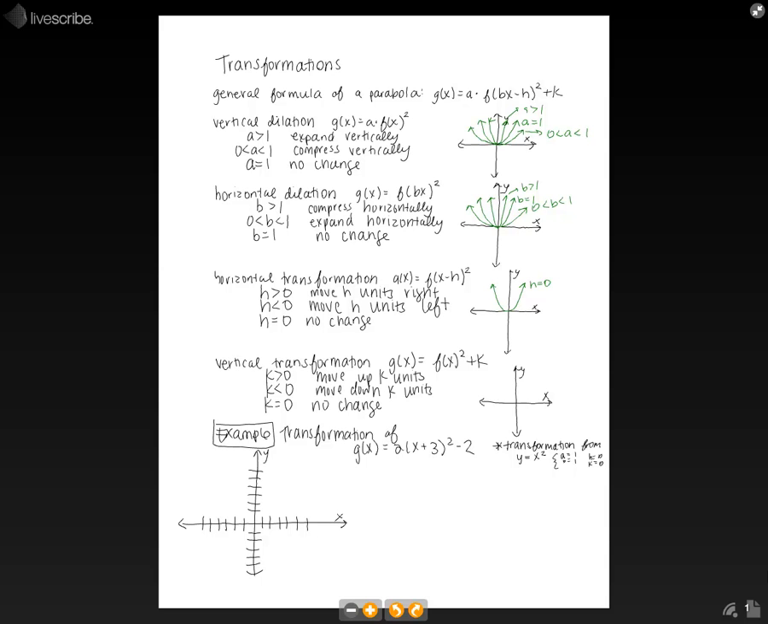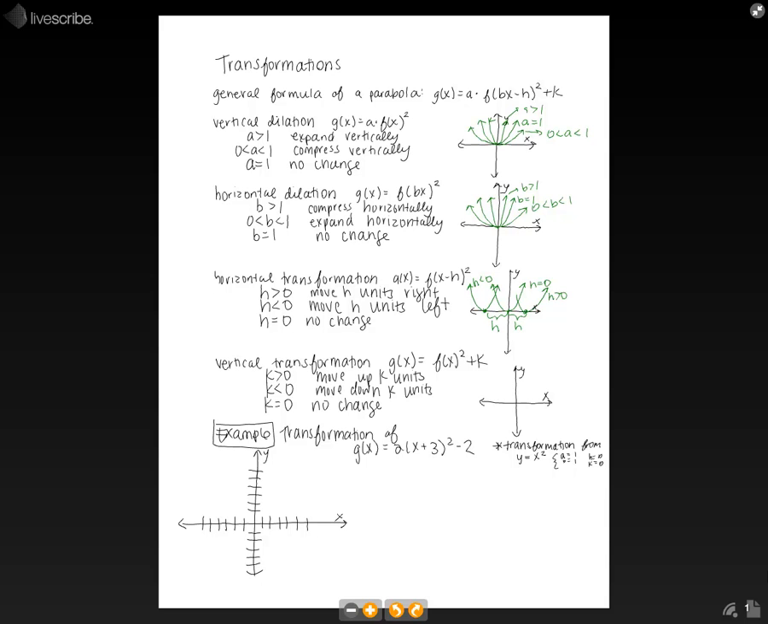If h is greater than 0, we're going to move h units to the right to have the same parabola that is moved h units. Now if h is less than 0, it's the same but in the opposite direction. We've moved h units to the left.